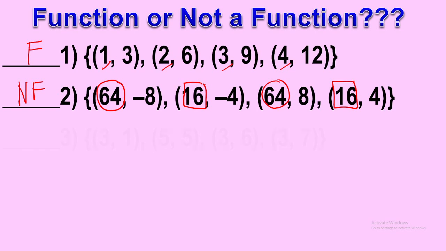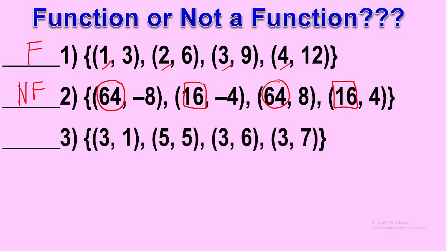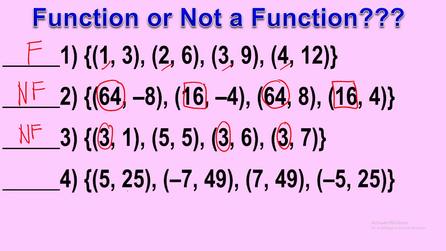Let's go to number 3. The number 3 is repeating, and it's found in the domain. Therefore, it's not a function. Number 4. As you can see, 5, -7, 7, -5. No repetition in the domain. Therefore, it is a function. Sir, there was repetition in the range. That is okay in the range. The domain is what we focus on when we identify whether it's a function or not.